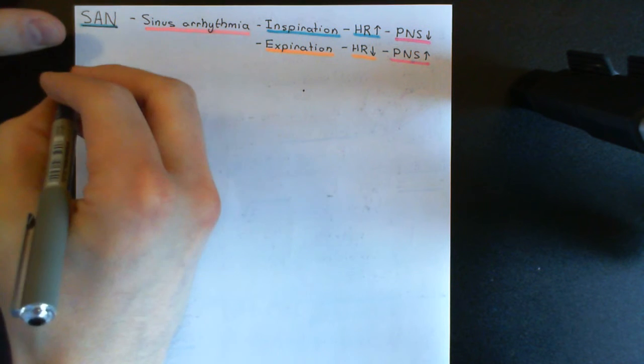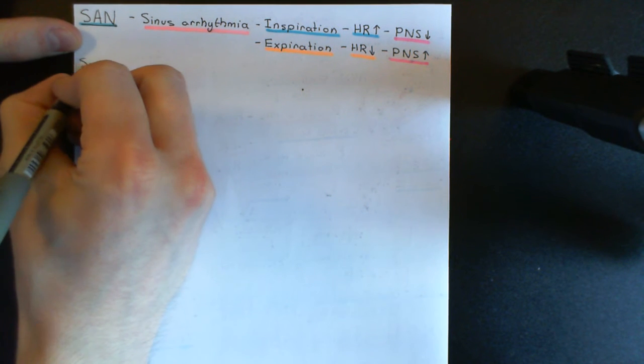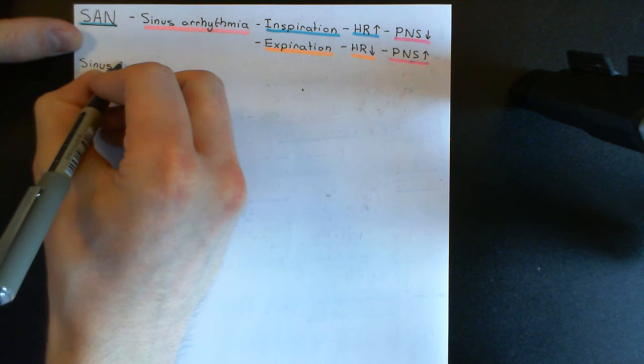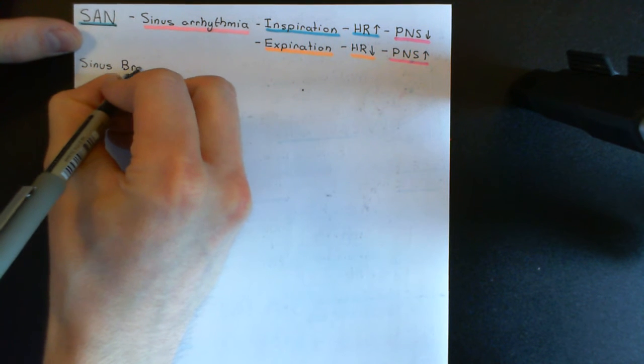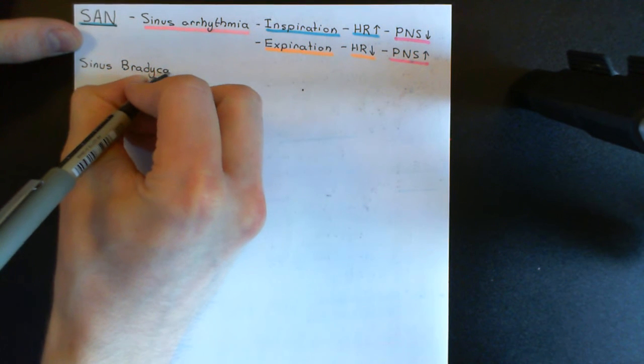Now let's actually talk about the pathological arrhythmias. There are two major things that can go wrong with the sinoatrial node. Either it can fire action potentials at a too low frequency, or it can fire action potentials at a too high frequency, i.e. it can lead to bradycardia and to tachycardia. These are the two major divisions of problems with the sinoatrial node. So we have what is called sinus bradycardia, and then we'll have sinus tachycardia.